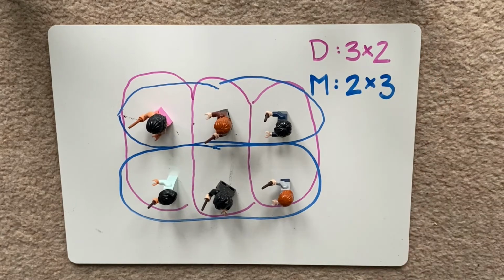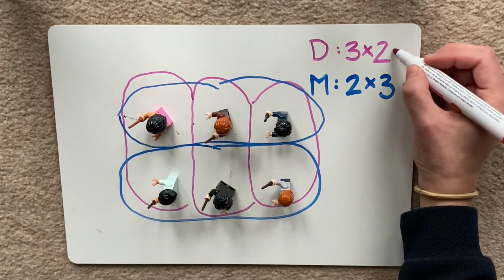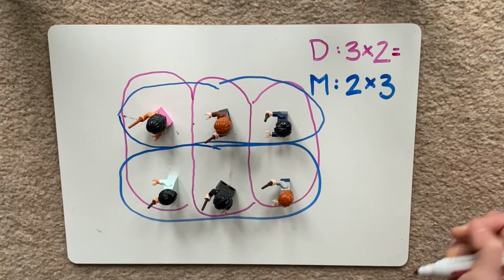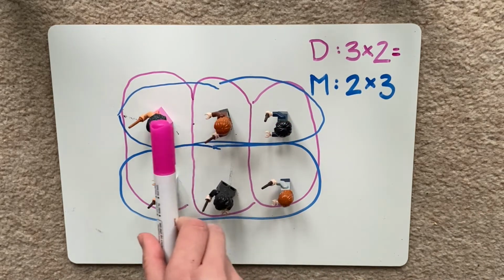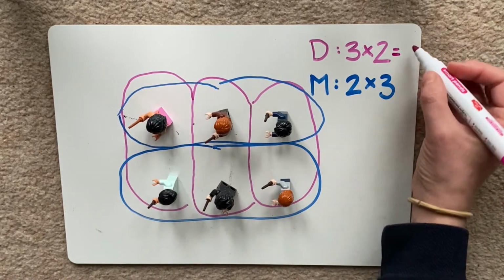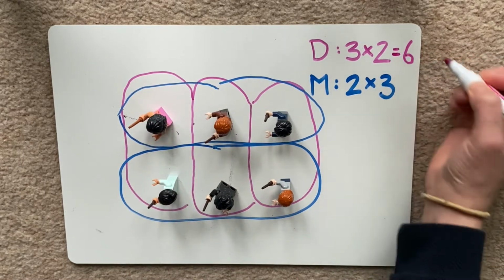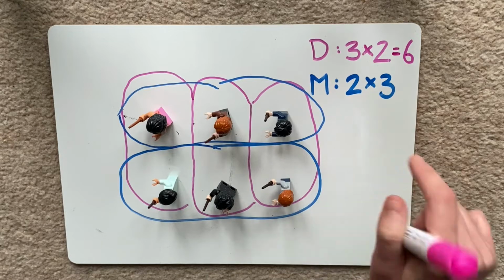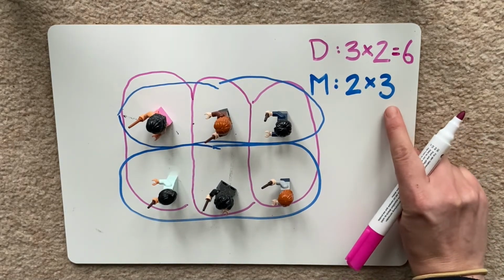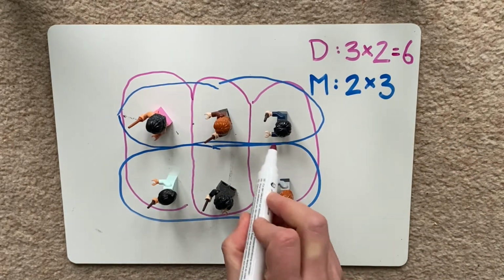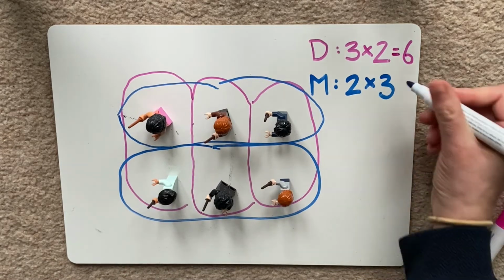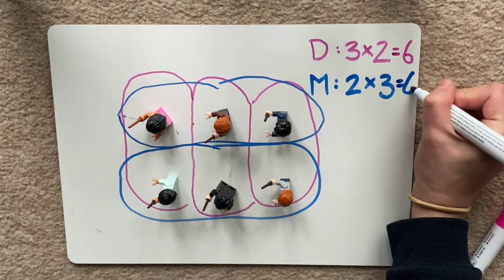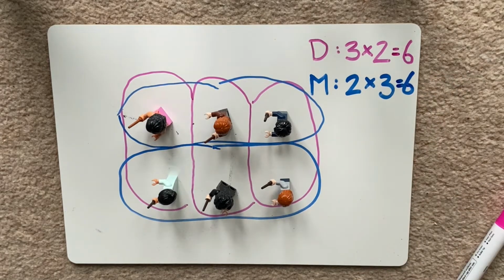Is the answer different? So 3 times 2 is the same as, so looking at the pink circles, 2, 4, 6. That equals 6. And 2 groups of 3. We haven't learnt our 3 times tables yet, so let's just count them in ones first. 1, 2, 3, 4, 5, 6. So 2 times 3 is also 6.